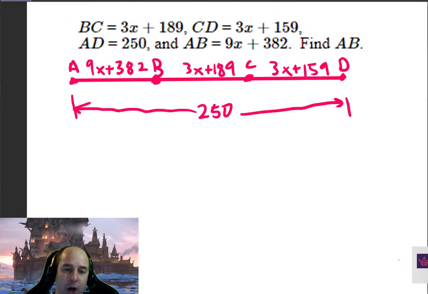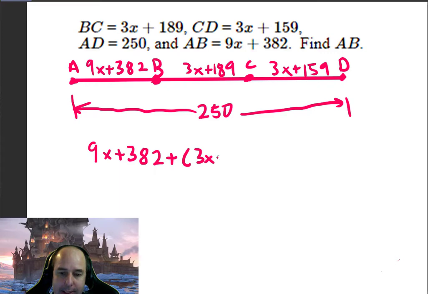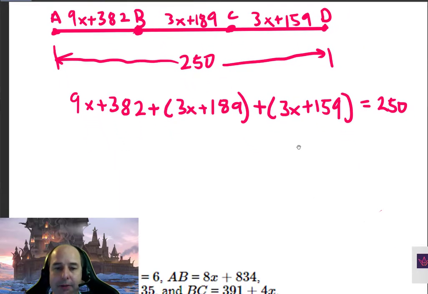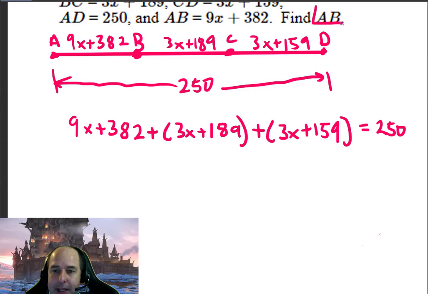Okay, so I know that the whole, the 250, is the sum of its parts. So what I'm going to do is start by just rewriting these different parts added together. So 9x plus 382, I'm going to add to that, and I'm going to do this in parentheses. The reason I do it in parentheses is later on you're going to be doing subtraction, and you're going to have to distribute in the subtraction sign, the negative. So I'm just getting you in good habits here. Plus 3x plus 159, and all of that is equal to the sum total of 250. Now don't forget, at the end, they want us to find AB. They're not wanting us to find x, they're wanting us to find AB.